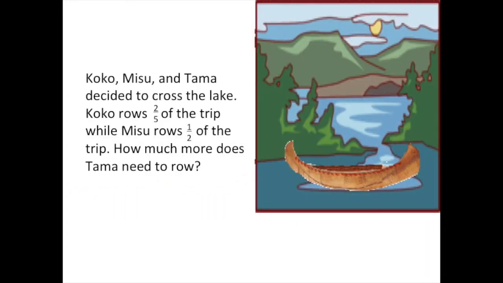Common denominators. An example. Coco, Misu, and Tama decided to cross the lake. Coco rows 2/5 of the trip while Misu rows 1/2 of the trip. How much more does Tama need to row?